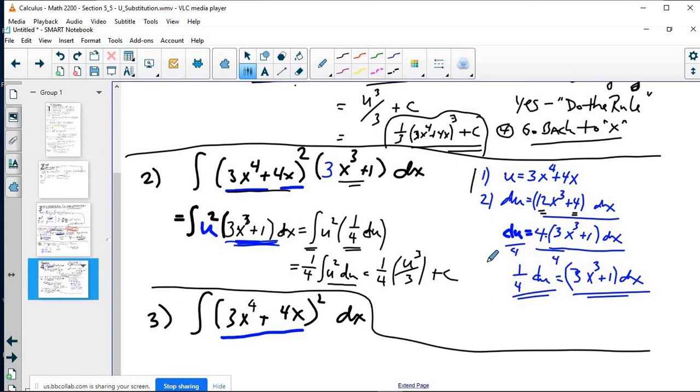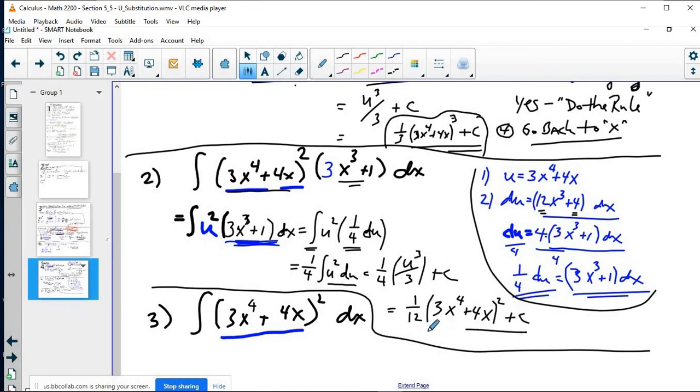All right. And then what happens here? 4 times 3 is 1/12. And then substitute back, it's not about u, plug back in, 3x to the 4th plus 4x to the 3rd. And that's my antiderivative. So really the only difference between this one and that one was there was a 4th missing. And so this is 4 times as much as that one. But you can handle that.